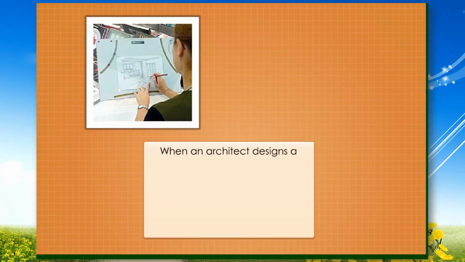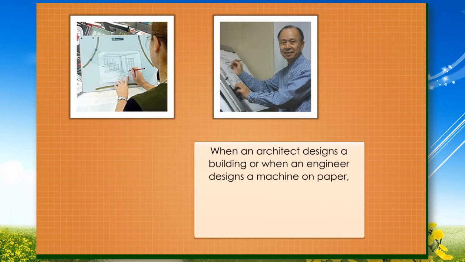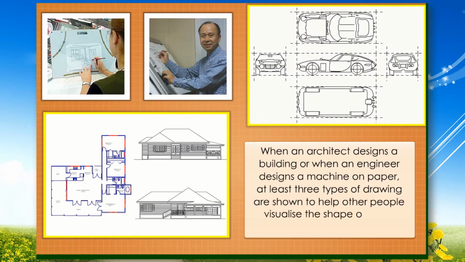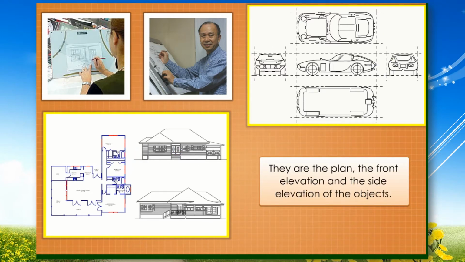When an architect designs a building, or when an engineer designs a machine on paper, at least three types of drawings are shown to help other people visualize the shape of these objects. They are the plan, the front elevation, and the side elevation of the objects.